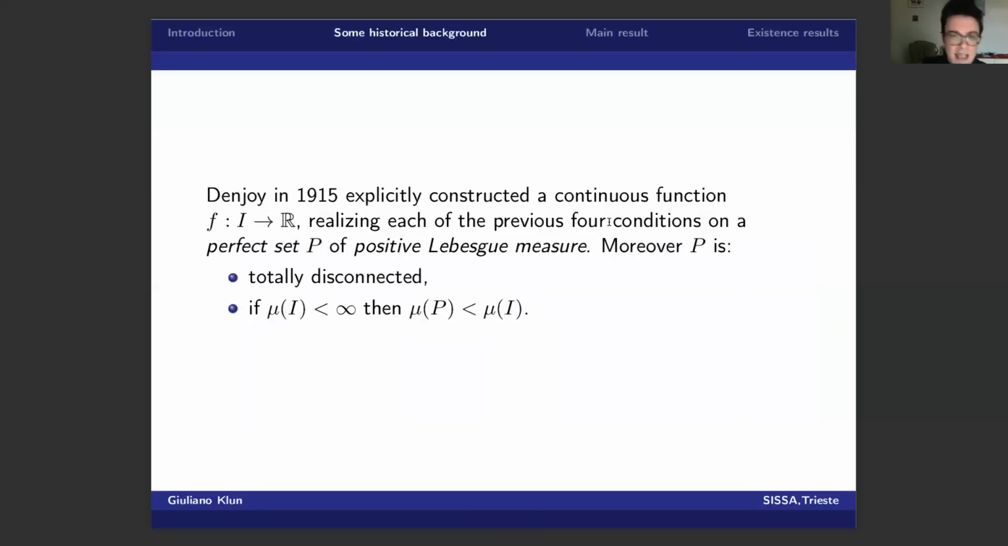More interestingly, in 1915, in his proof, Denjoy explicitly constructed a continuous function defined over an open interval, realizing each of the previous four conditions on a perfect set of positive Lebesgue measure. But in his proof, the set P is totally disconnected, and moreover, if I has a finite measure, then the measure of P has to be strictly less than the measure of I.